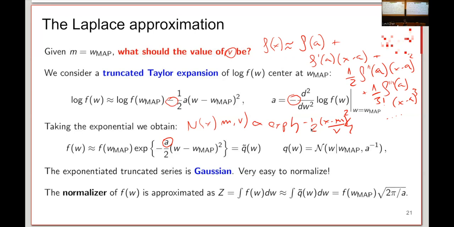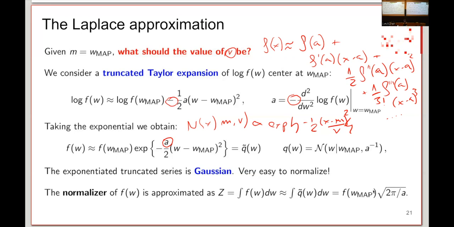Now the normalization constant of this Gaussian is going to be 1/√2π times the variance. So if we want to normalize this approximation q tilde, which is just q without a normalization constant, we can obtain the normalization constant very easily. We just have to integrate this, and the result of this integral is the normalization constant of the Gaussian, which is going to be √2π times the variance. And then here we have this extra term f.